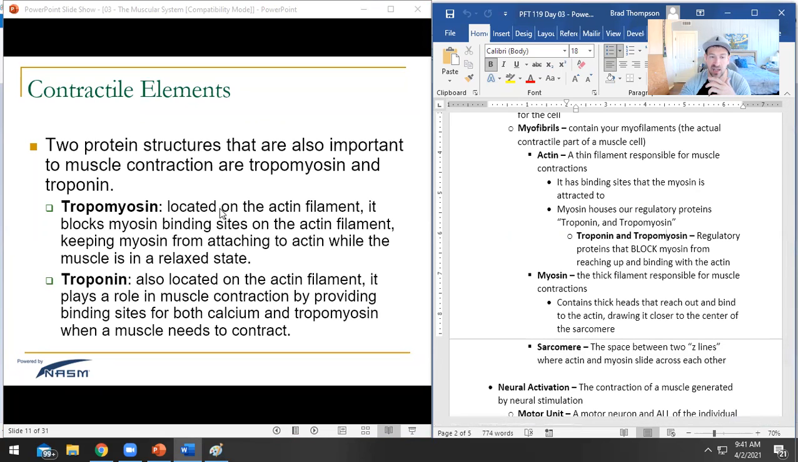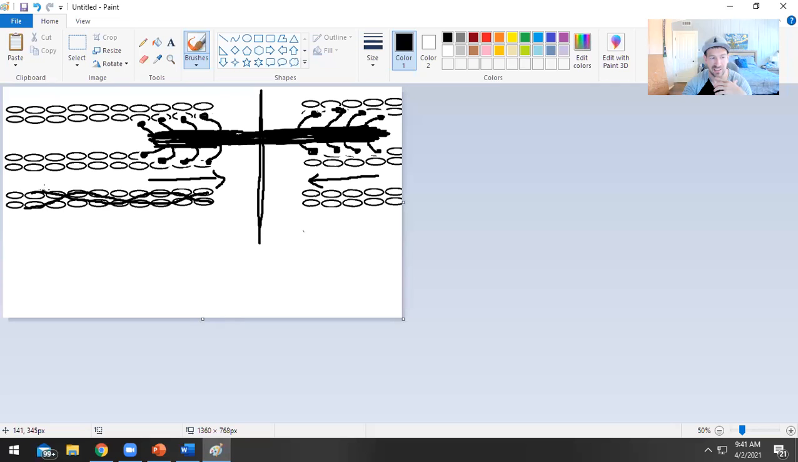Tropomyosin is basically what's actually blocking the binding site. It's the thread, right? And then troponin is basically little things that are tied to it, right? They kind of live on the tropomyosin, and they are attracted to calcium. So when you drive calcium into a muscle cell, that moves the troponin, which moves the tropomyosin, which exposes the binding sites and allows for a contraction to occur.